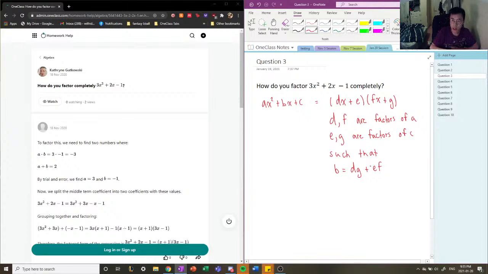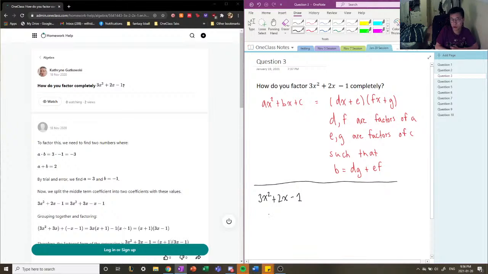Now, this might sound a little bit difficult at first, but in practice, it's actually kind of easy. Let me run through it with you with this example. We want to factor 3x squared plus 2x minus 1. First thing we want to do is make sure this is in standard form, which it is. So now we want to think of the factors of 3, the coefficient of a.